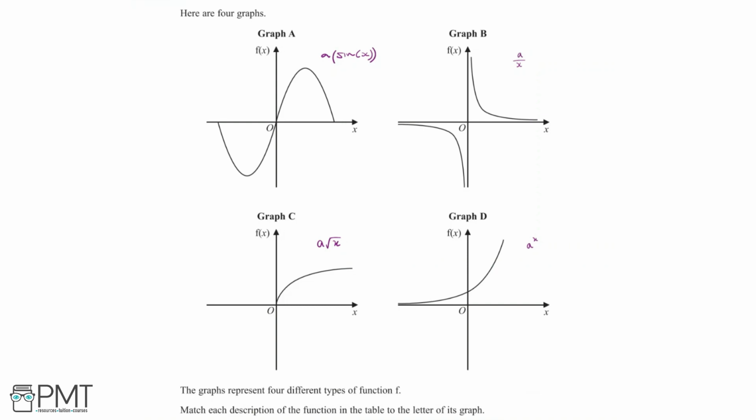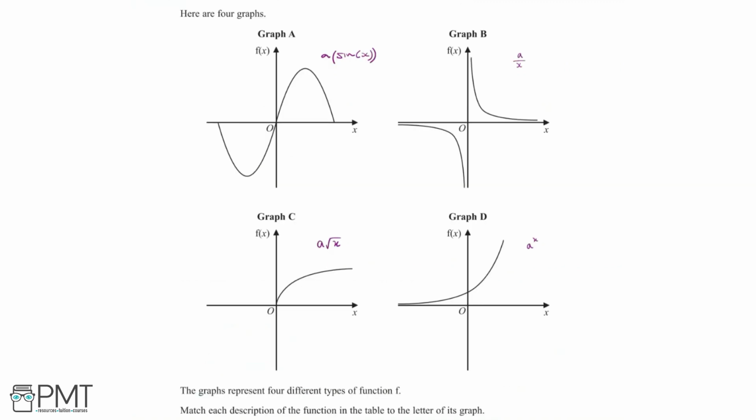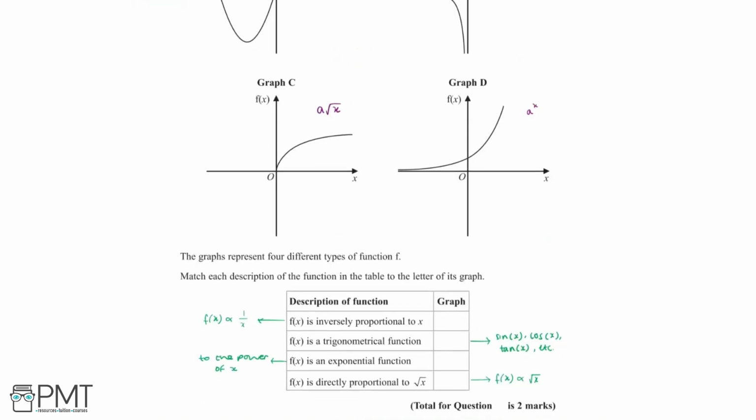Now it's likely that you would have come across these graphs in the past few years, but if you haven't, that's okay, because now you're able to recognise them. Now let's go back to our table. So the first one, f of x is inversely proportional to x, which means that f of x needs to be proportional to 1 over x. Now looking at our graphs, we can see that graph B fits the description. And so graph B is inversely proportional to x.